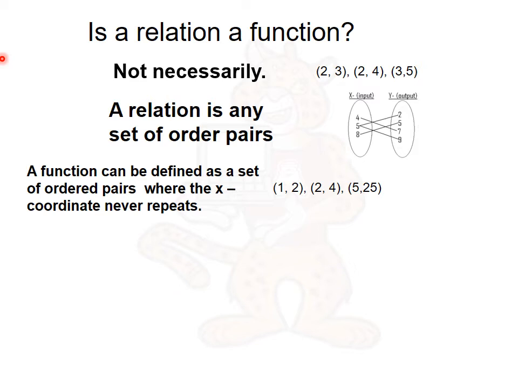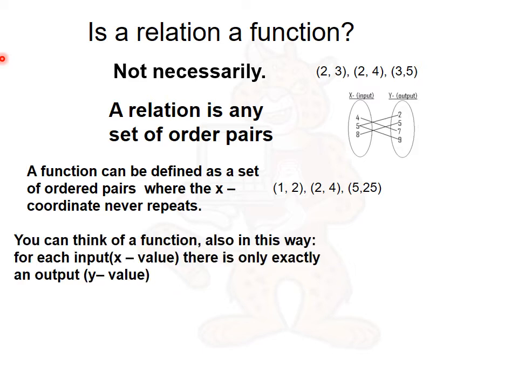So I have the ordered pairs (1, 2), (4, 5), (5, 25). As you can notice, the x-coordinates, the inputs, are 1, 4, and 5, and they are not repeated. So this set of ordered pairs defines a function. Also, you can think of a function in this way. For each input x value, there is exactly one output.